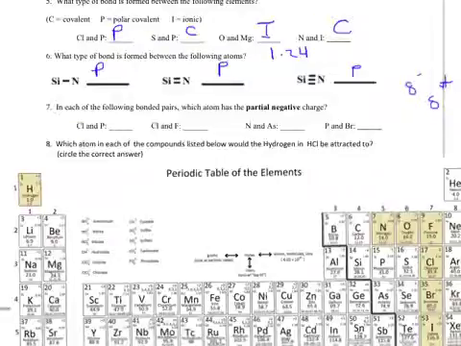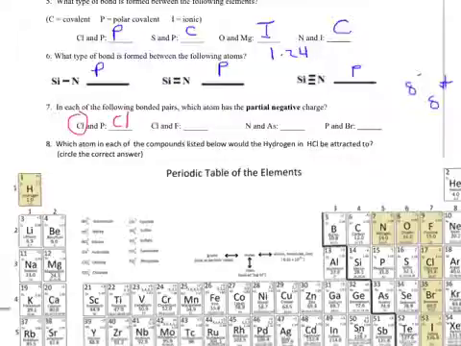So here I have chlorine and phosphorus. Chlorine is 3.16, phosphorus is 2.19, making chlorine a stronger electron puller. So in this case, chlorine is going to have a partial negative charge because it's going to keep control of that electron for more of the time.